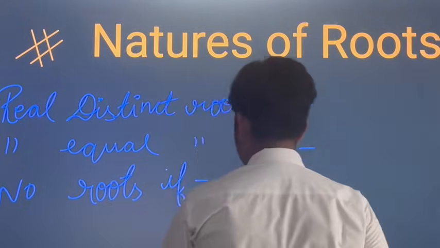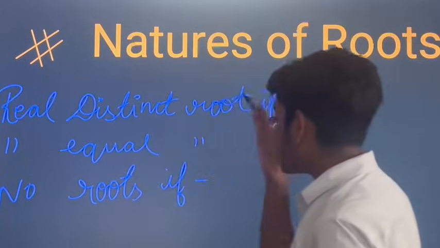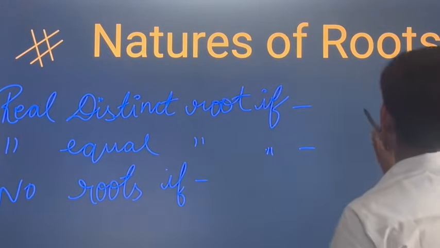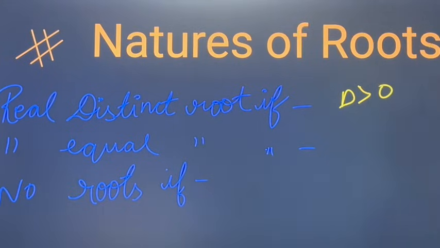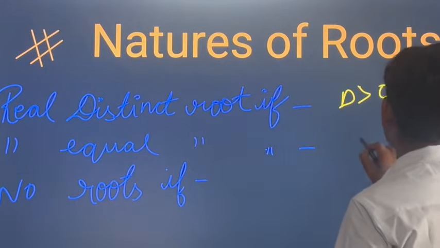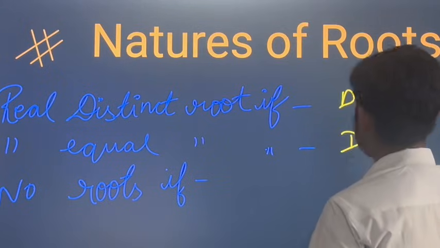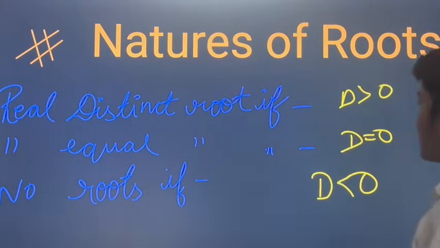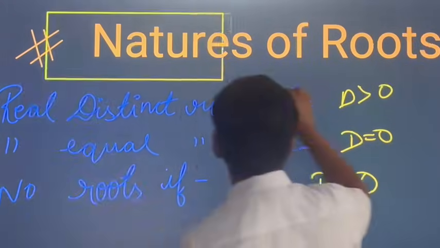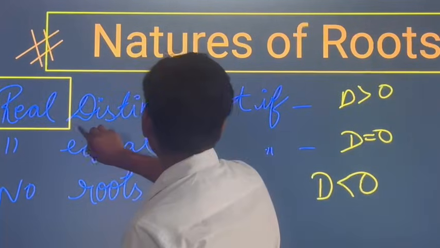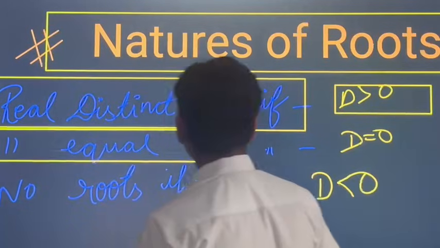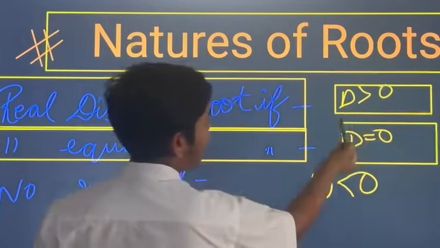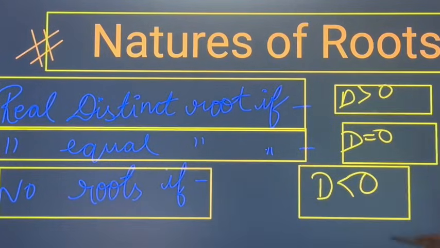अब इसके हम फॉर्मूला लेते हैं. जब हमारा रियल डिस्टिंक्ट रूट्स हैं, तो d ग्रेटर देन 0. और जो हमारे रियल एंड इक्वल रूट्स हैं, तो d इक्वल टू 0. एंड नो रूट्स, अगर कोई भी रूट्स नहीं है, तो d स्मॉलर देन 0. दिस इज द नेचर ऑफ रूट्स: real distinct roots if d greater than 0, real equal roots if d equal to 0, and no roots if d smaller than 0.